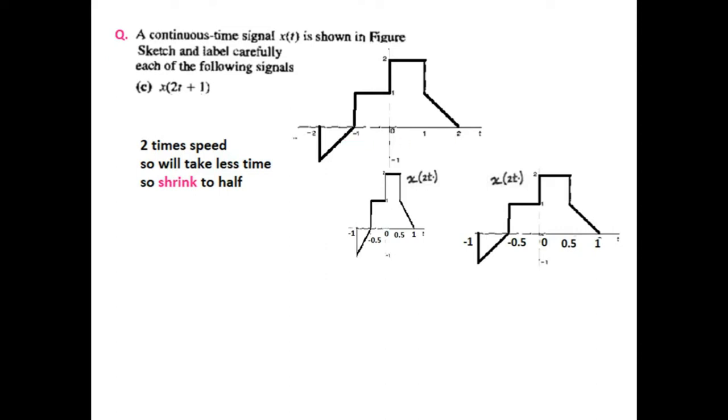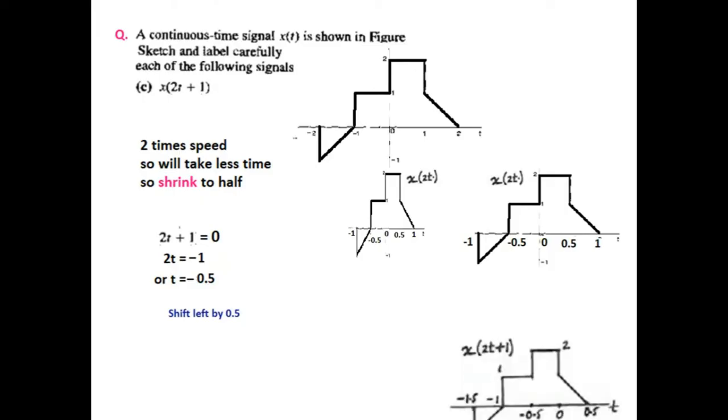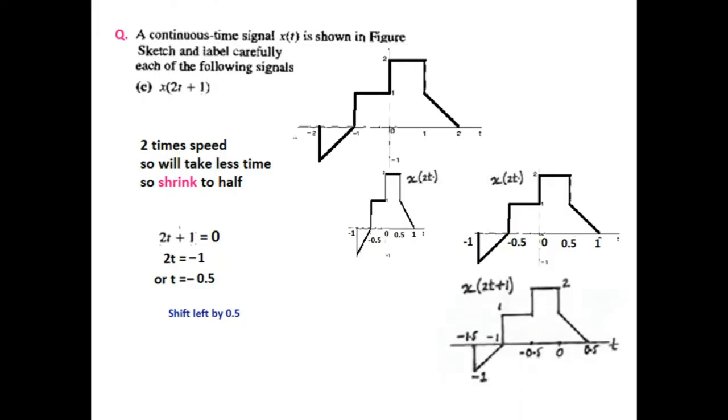So this is the first part, and now we'll do the shifting part. 2t plus 1 is equal to 0, 2t is equal to minus 1, so t is equal to minus 1/2. That means you have to move the signal towards the negative direction by 1/2, or we can just add minus 1/2 to all these values to get the new signal. So we have just added minus 1/2 to all this, so this is the new position.